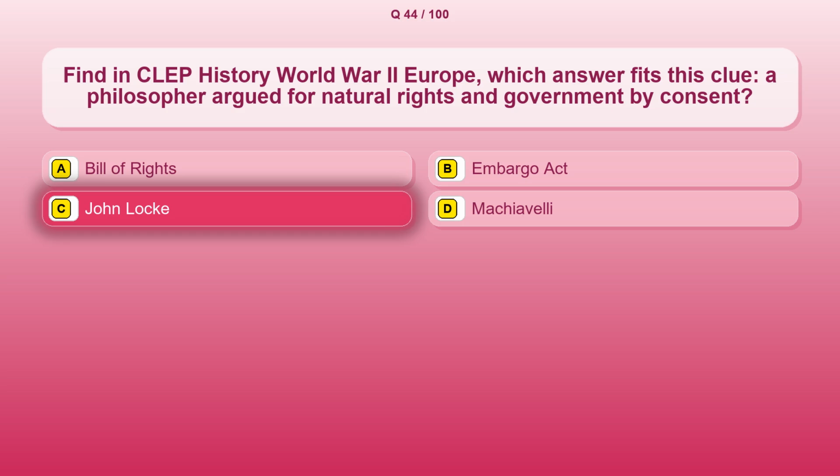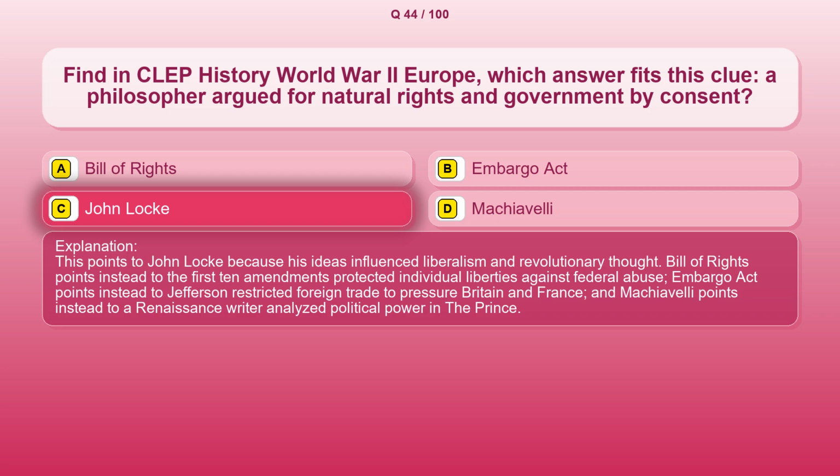The correct answer is option C. John Locke. This points to John Locke because his ideas influenced liberalism and revolutionary thought. Bill of Rights points instead to the first 10 amendments protected individual liberties against federal abuse. Embargo Act points instead to Jefferson restricted foreign trade to pressure Britain and France, and Machiavelli points instead to a Renaissance writer analyzed political power in The Prince.